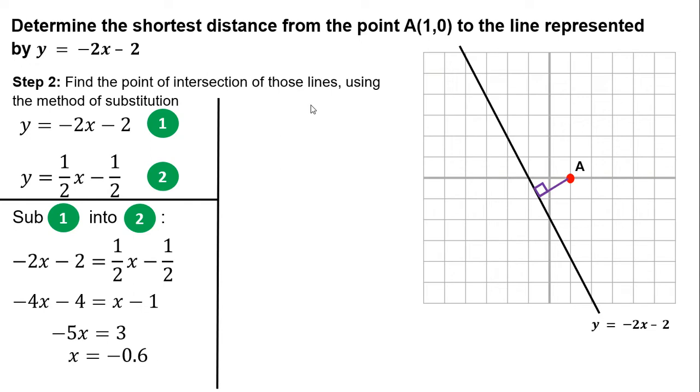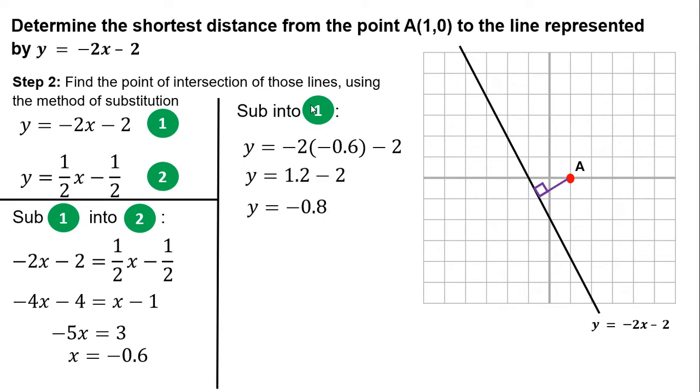I can plug that back into either equation to find the y-coordinate. I'd rather sub into y because there are no fractions. So when I follow BEDMAS, y is -0.8. So I've now found that point of intersection, and I can add that to my graph. Now I have both points on that purple line segment that represents the shortest distance between A and the black line.